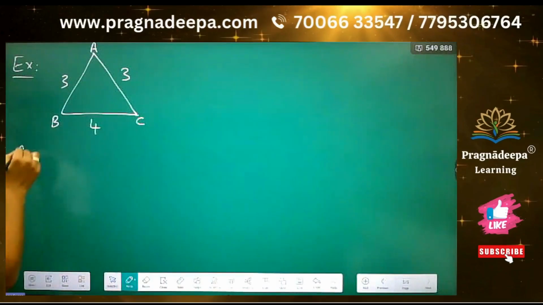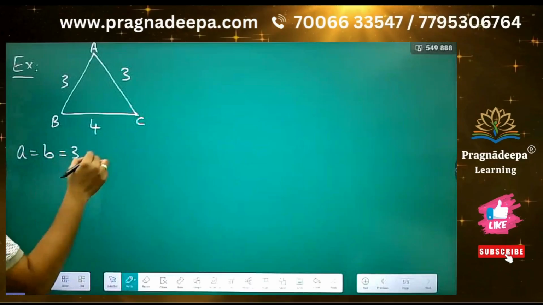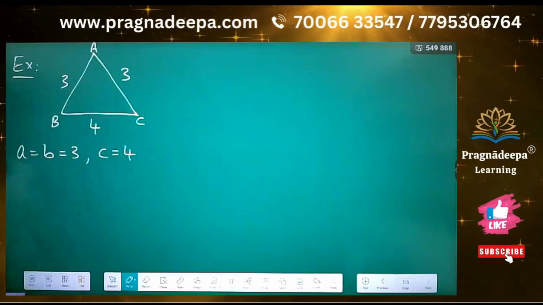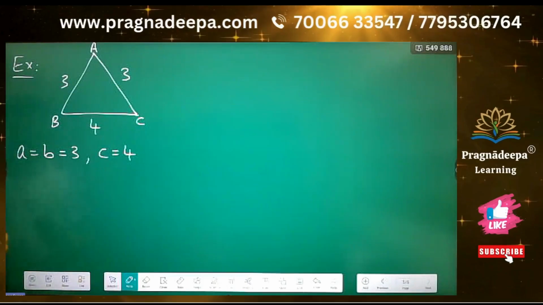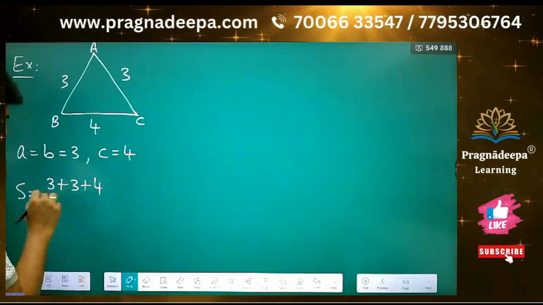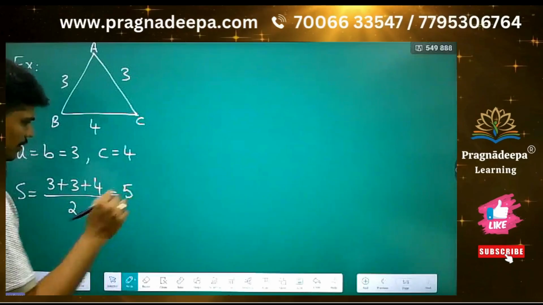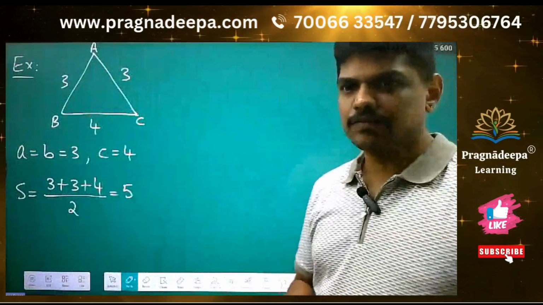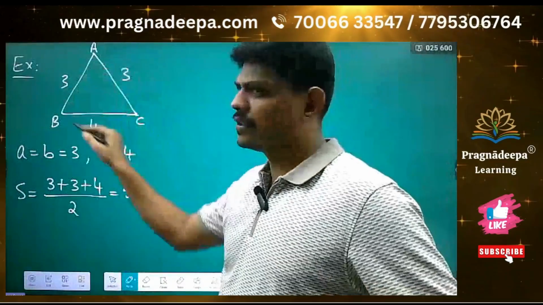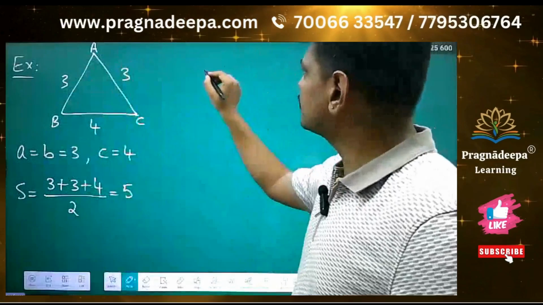So what we can do? We can fix a is equal to b is equal to 3, c is equal to 4. You can fix it however you want, students. Take a as 3, b as 4, c as 3. But what type of triangle is this? Isosceles triangle. Now what is the semi-perimeter? 3 plus 3 plus 4 by 2. So it is 5. What does 5 represent? Semi-perimeter. What is the complete perimeter of this triangle? 10. Now what is the area formula?